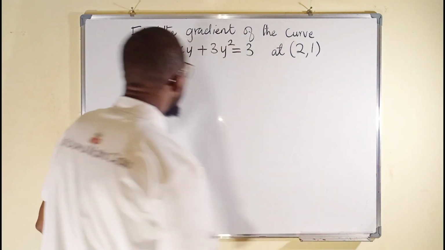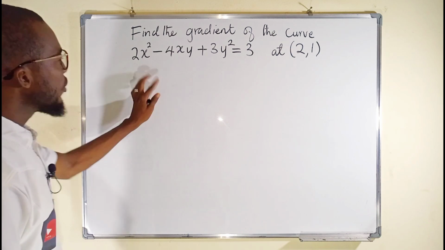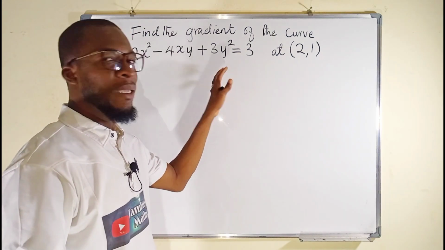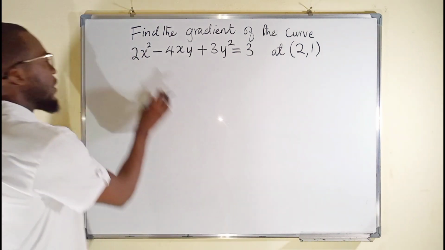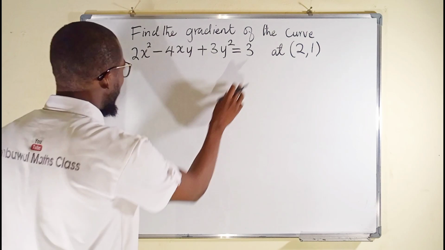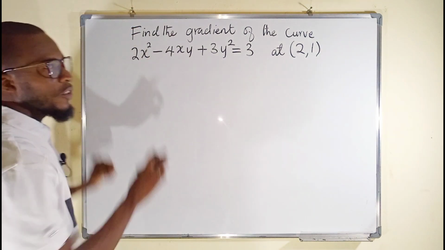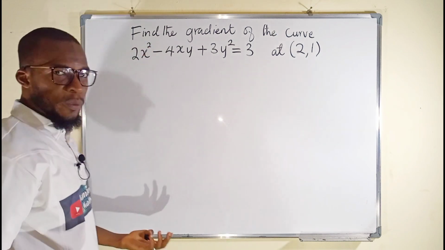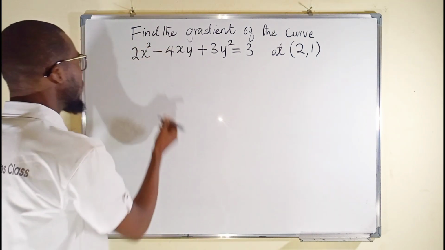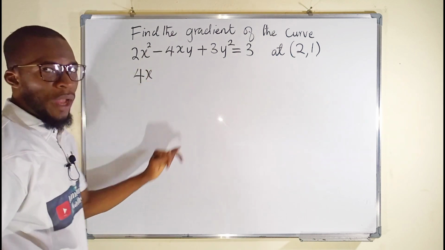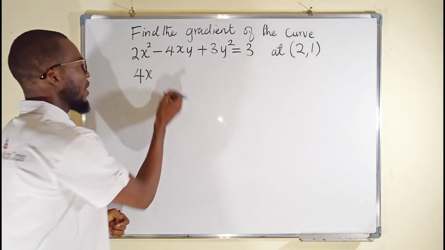So let's begin. The first thing we need to do is to differentiate this function implicitly, applying chain rule. We are going to differentiate every term independently. The first term here is 2x squared. If you differentiate that, this power will drop down to multiply. We have 2 multiplied by 2 equal to 4. And the power will reduce by 1. 2 minus 1 equal to 1.